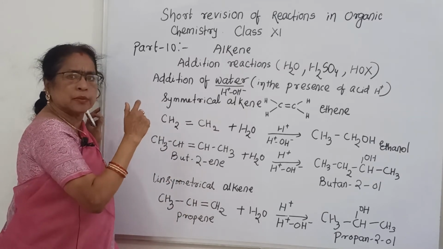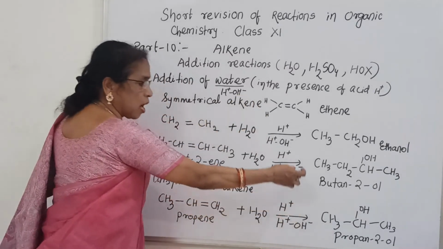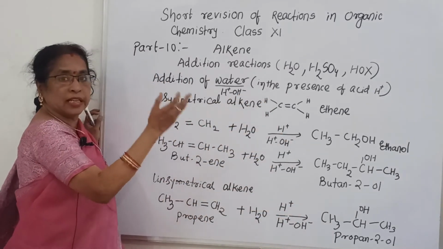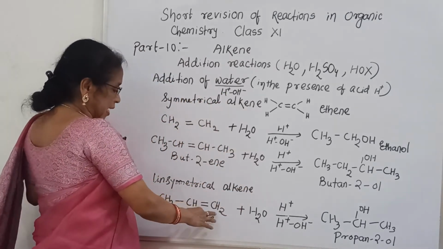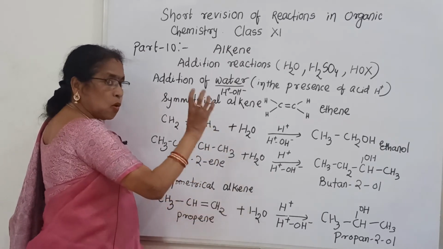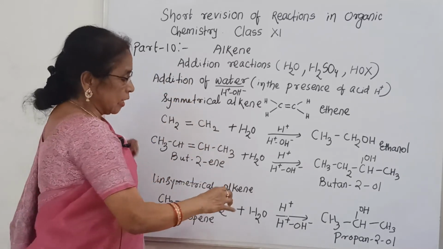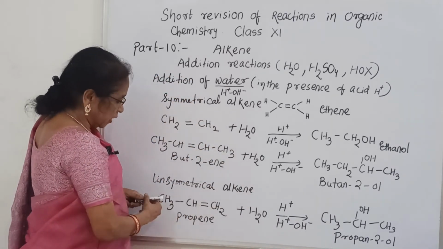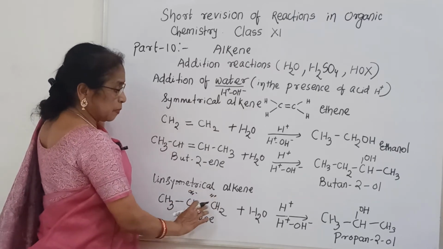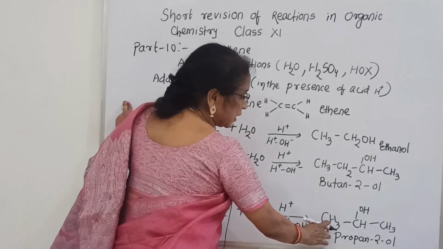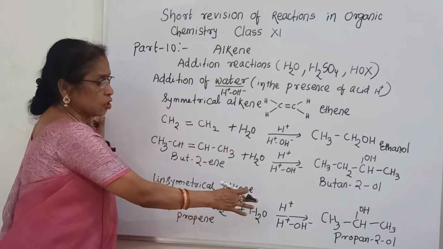What is Markovnikov's rule? The addendum, that means the negative part, comes to the carbon which contains the least number of hydrogen atoms. Here you can observe OH minus, that is the negative part, and H plus, that is the positive part. So the OH comes here, and H comes here. That means you can observe CH3, CHOH and CH3, because CH2 is there, H comes, that means CH3.